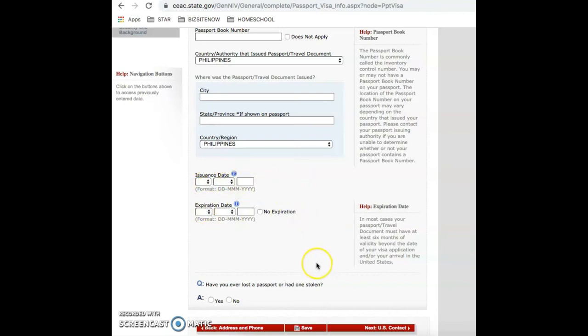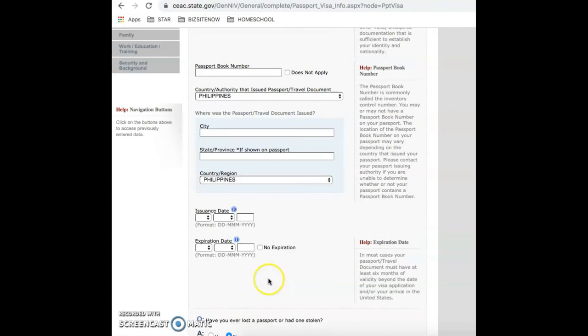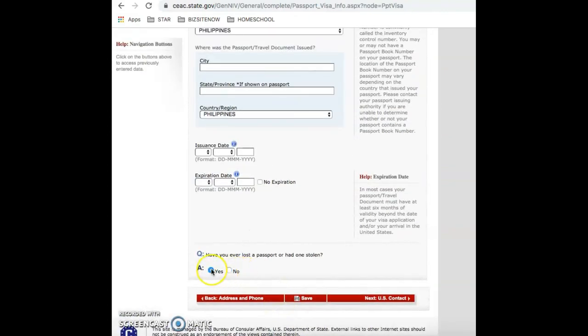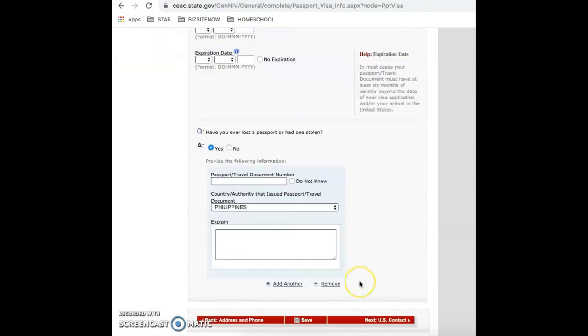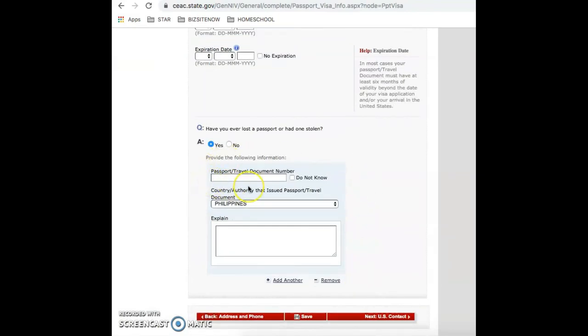Yan. Have you ever lost a passport or had one stolen? So most probably naman ang sagot natin dito is no. Diba? Paano ba pag yes? Tingnan natin pag yes. Pag yes, you need to provide kung ano yung passport or travel document number and then the country or authority that issued yung passport na yun. So, kung Philippines or ibang bansa, you need to explain. But, kung di naman nawala o nanakaw ang passport mo, just click no. And of course, again, you just click again yung next US contact.